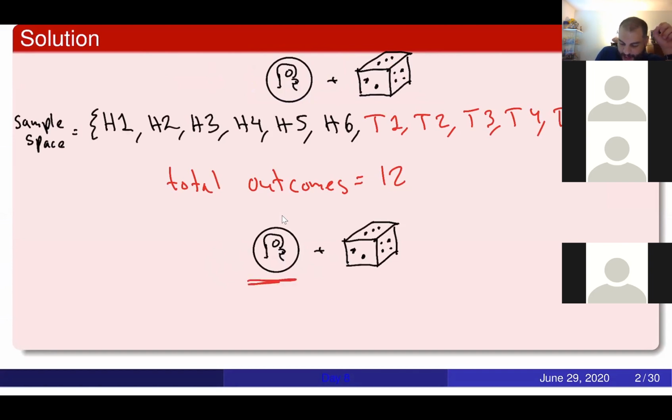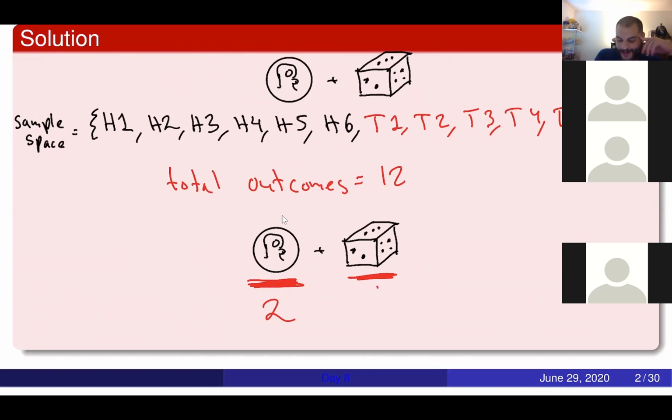So let's look at a coin. When I flip a coin, how many options do I have? Like, what can I land on? Heads or tails. So that means we have 2 outcomes. But if you look at the die, how many outcomes does the die give us?